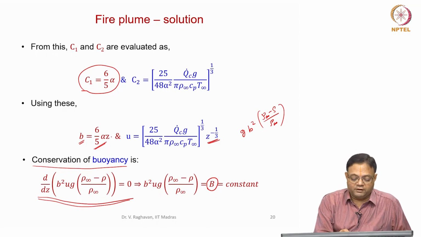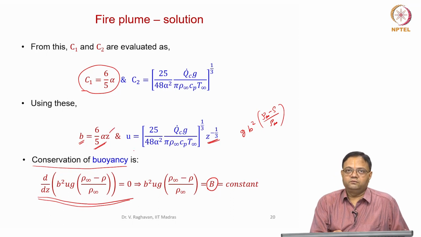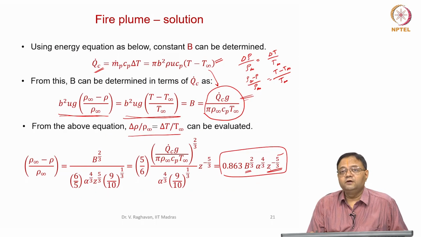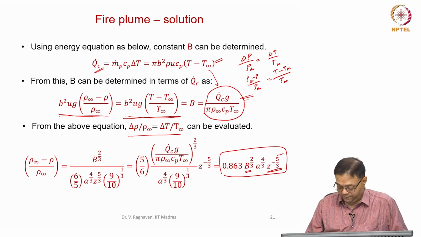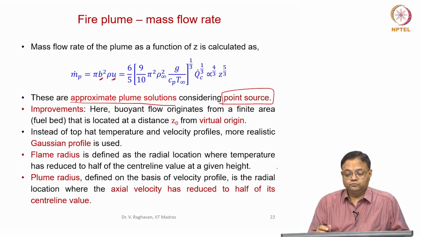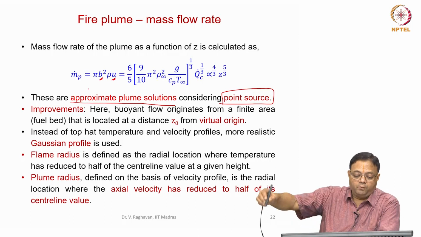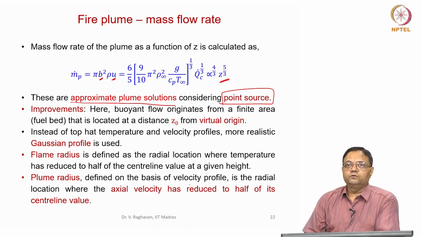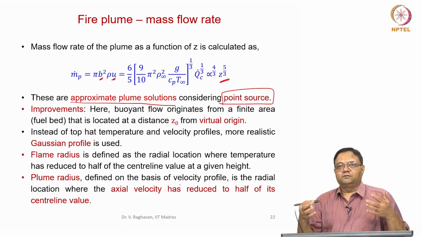The plume radius B increases linearly, that is observed. Similarly, the velocity decreases as Z power minus 1 by 3. Temperature difference decreases as Z power minus 5 by 3. Then M, the mass flow rate of the plume, what happens? Mass flow rate of the plume increases with Z because of the entrainment.